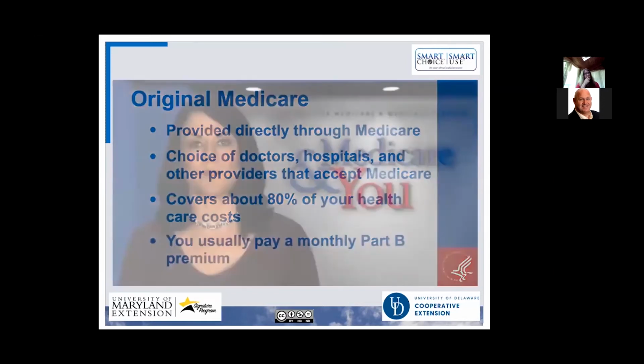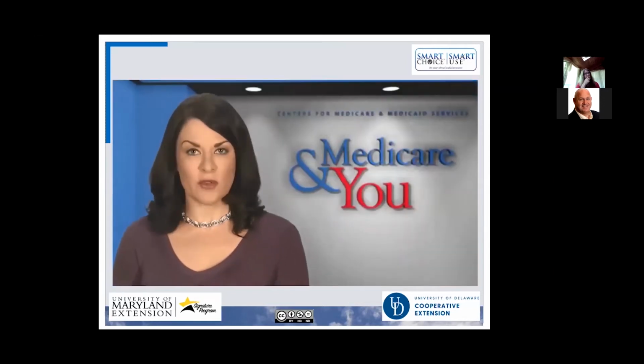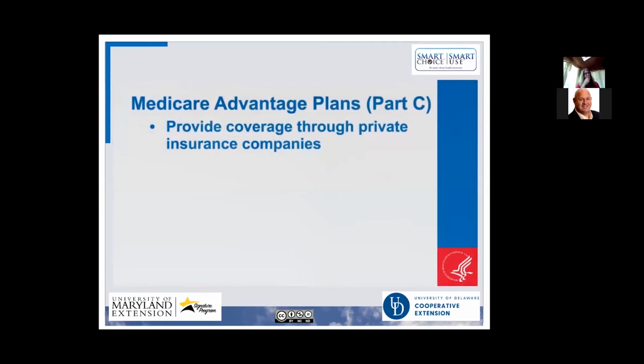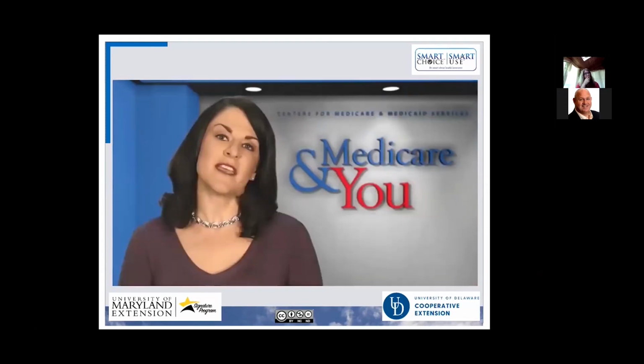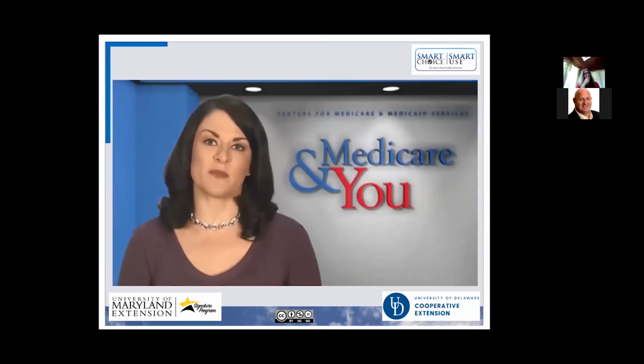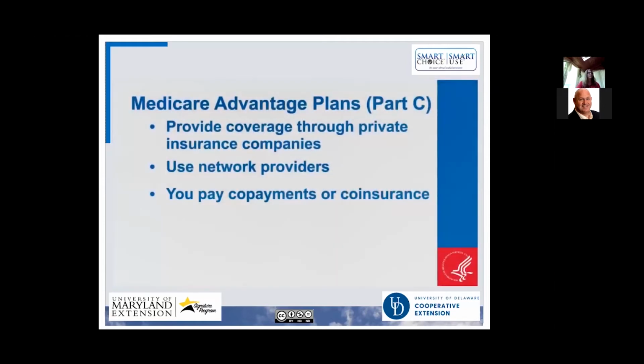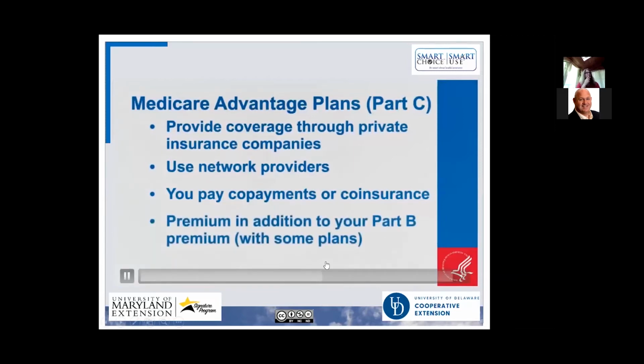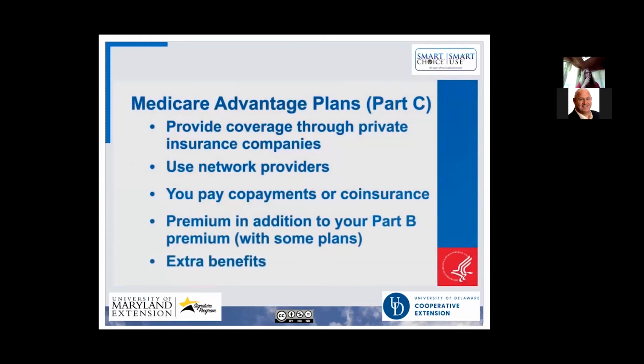Now, Medicare Advantage plans, also called Part C, provide coverage through private insurance companies that are approved by Medicare. In most plans, you need to use doctors, hospitals, and other providers that are in your plan's provider network. If you decide to use a provider outside of your plan's provider network, you may have to pay more or pay all of the costs. And there are usually co-payments or co-insurance for covered services. And you may pay a monthly premium in addition to your Part B premium. Now, each plan has different costs and rules, and some can have extra coverage like vision or dental.